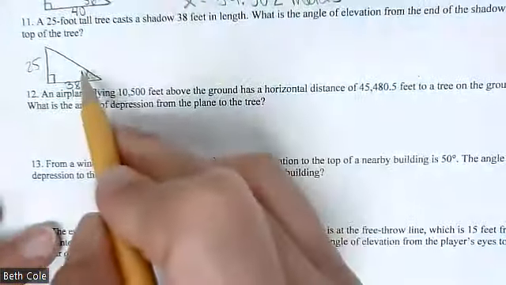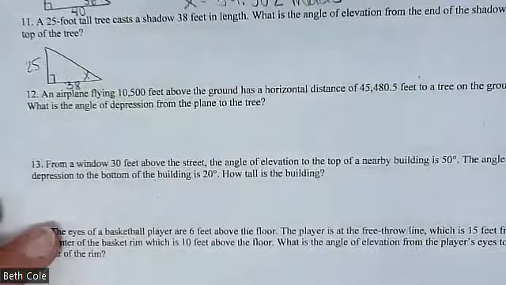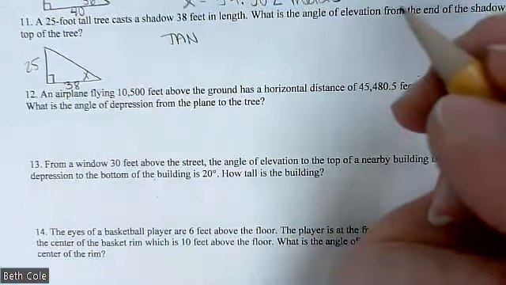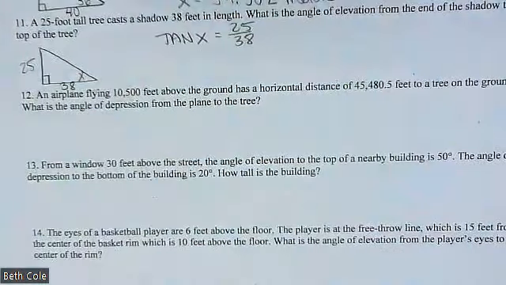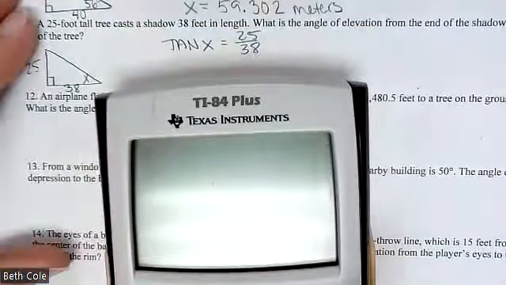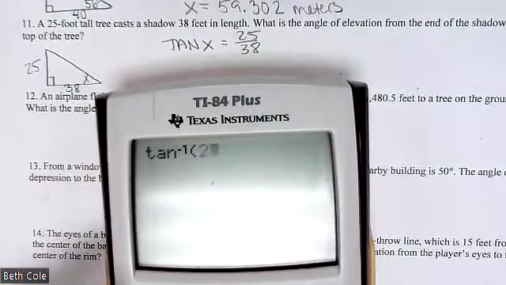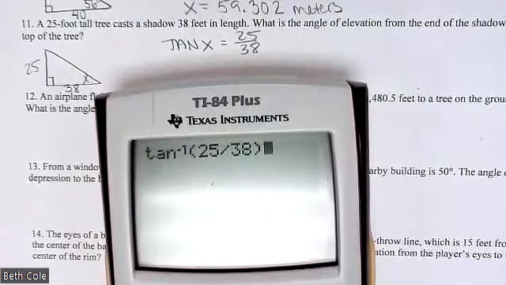It says, what is the angle of elevation? So X is going to go right there. Sine, cosine, or tangent? Good. Tangent of X equals 25 over 38. And like half of you are typing it already. How are you typing that one? Second tangent. It's tangent inverse of 25 over 38.